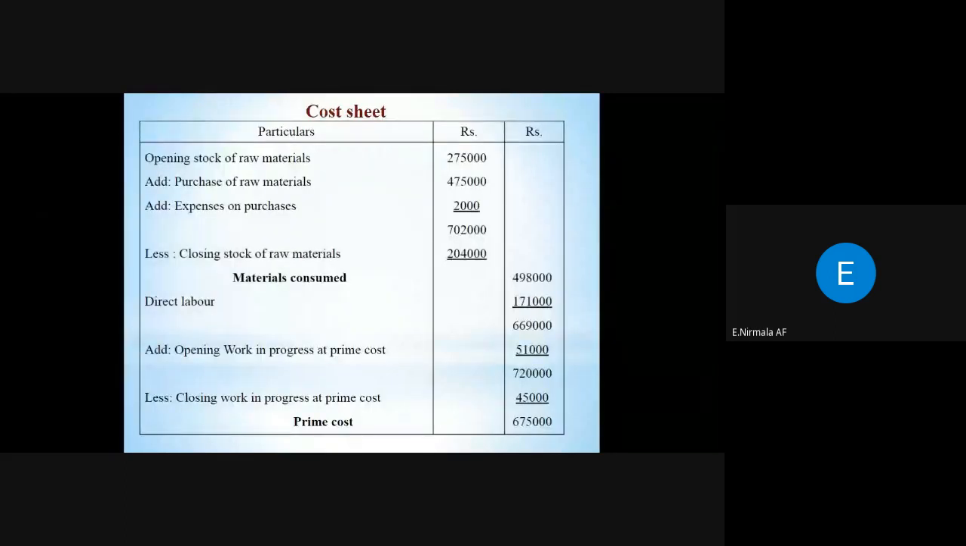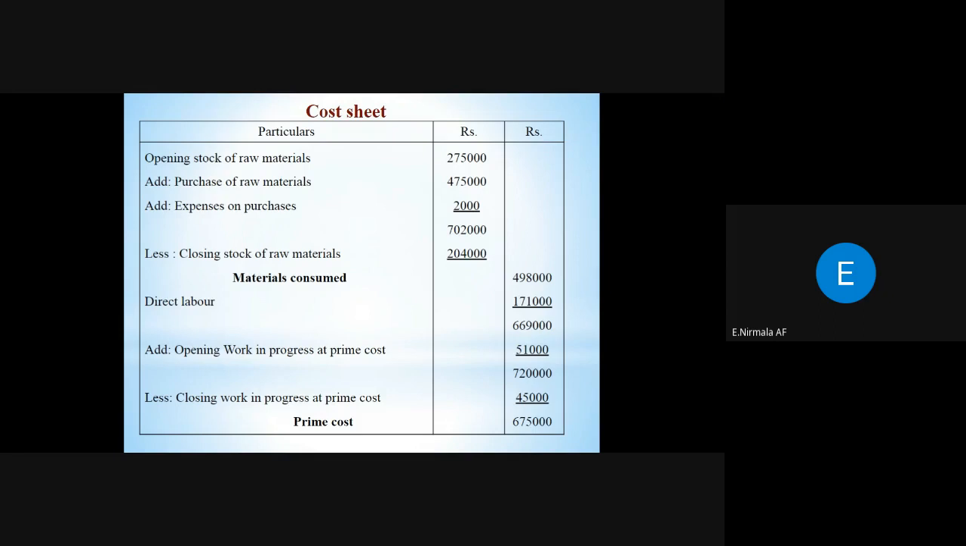Solution. First, what we have to do in the question, we don't have direct material, right? Then we have to find out the cost of raw material consumed. So what we have to do, we have to take opening stock of raw material, you have to add purchase of raw material and expenses on purchase, and we have to deduct closing stock of raw material. Then we will get raw material consumed.